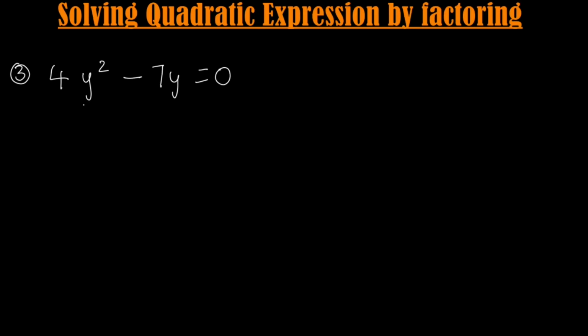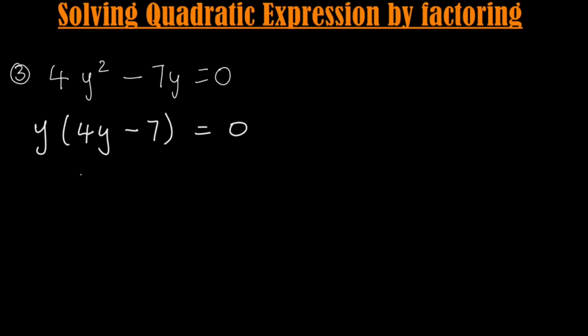So looking at this, we realize that both terms are not perfect squares. So let's check to see if they have a common factor. We realize that y is common to both terms, so we can factor out our y. So when we factor out our y, we're left with y times 4y minus 7, equal to 0. So 4y minus 7 is not a perfect square, so we're just going to go ahead and find the values of y.